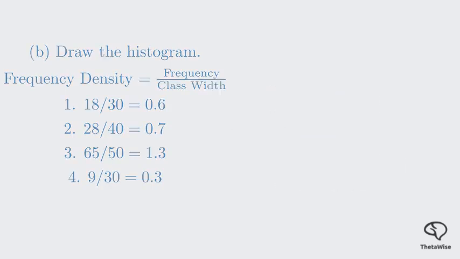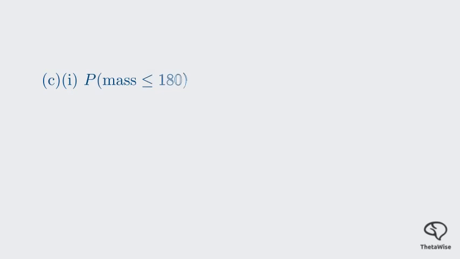Moving to page 13, part C asks for the probability an apple is 180 grams or less. There are 18 such apples out of 120, which is 0.15.